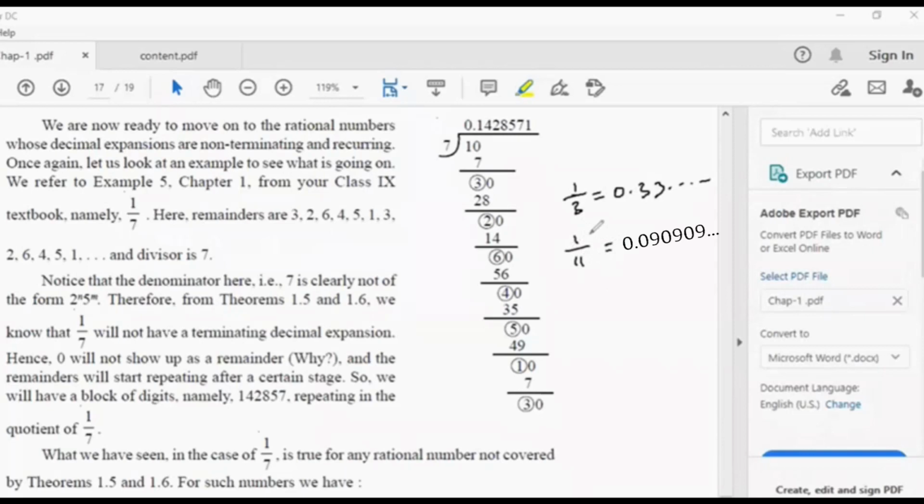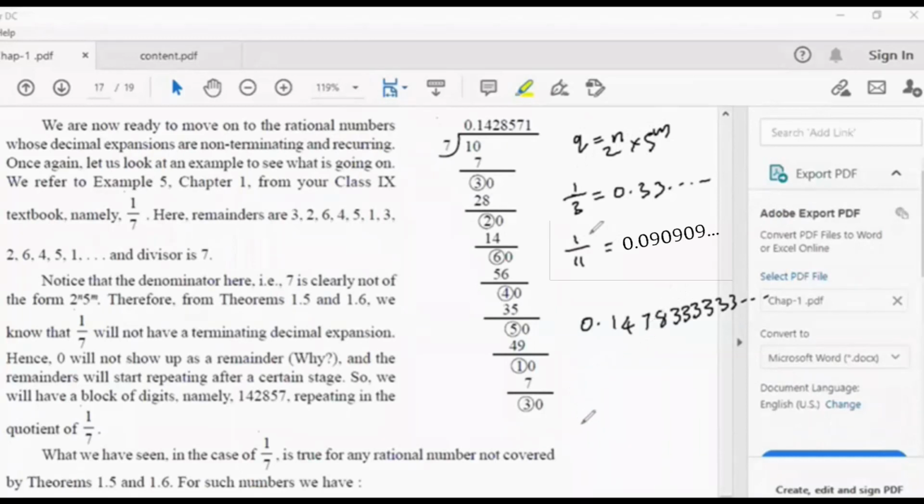Sometimes 3 digits may repeat, sometimes 4 digits may repeat. Sometimes only 1 digit repeats, but only after some place, for example 0.1478 and then all remaining digits 333, etc. That's also possible. So in any case, if the denominator is not in the form 2 raised to n into 5 raised to m, then the decimal form will not terminate and it will be recurring.